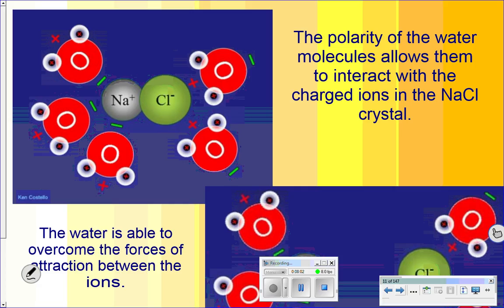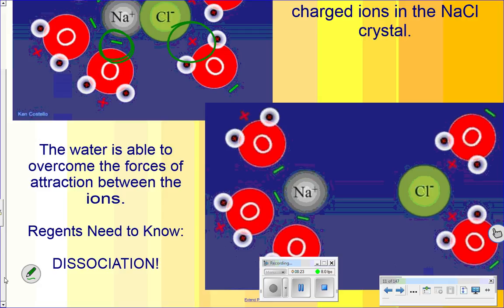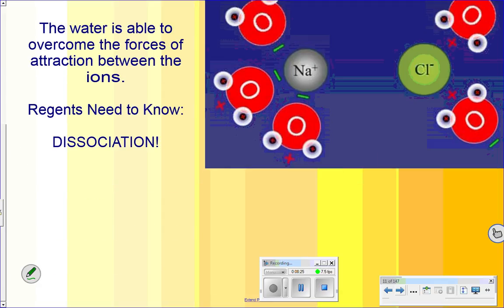To give you a little bit more of a visual of this, if you start with your NaCl stuck together, those polar water molecules are coming up and interacting. You can see in the first diagram, this negative charge side of water is interacting with the sodium. Positive charge side is interacting with the chlorine. Water will overcome the attractive forces within that crystal and pull the sodium and the chlorine apart from one another.